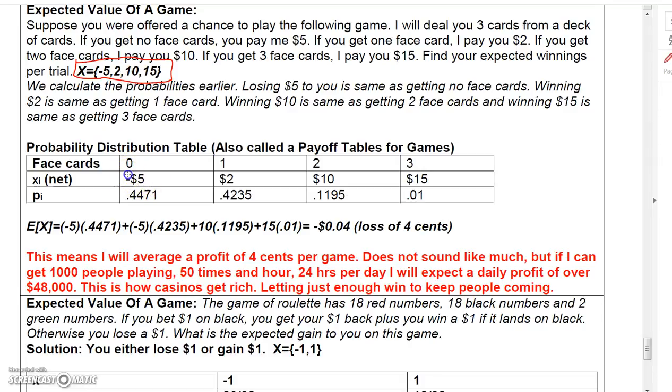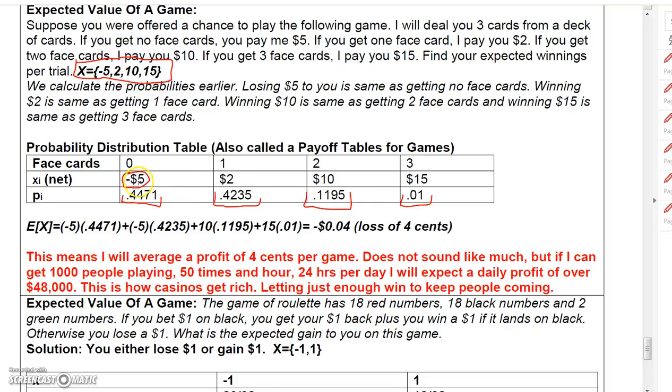To lose $5 would be the same as the probability that you get no face cards. And we calculated this earlier as 0.4471. To win $2 is the same as the probability of getting 1 face card, and we calculated it earlier to be 0.4235. To win $10 is the same as the probability of getting 2 face cards, and that's 0.1195. And to win $15 is the same as the probability of getting 3 face cards, which is 0.01.